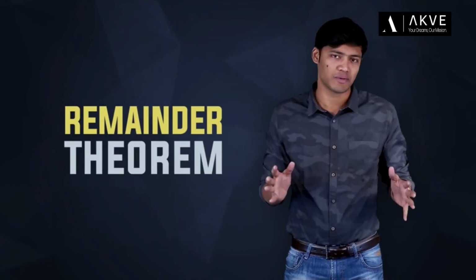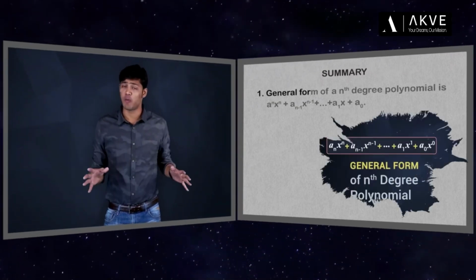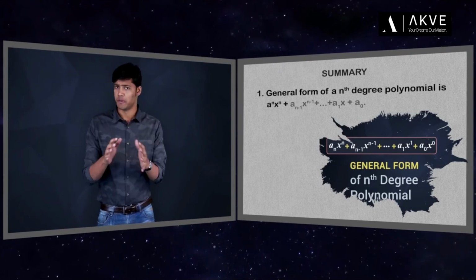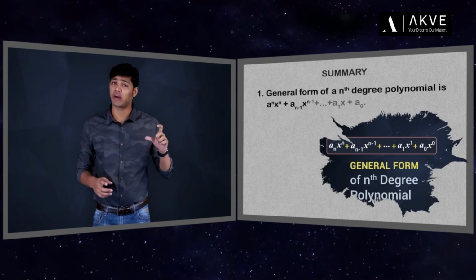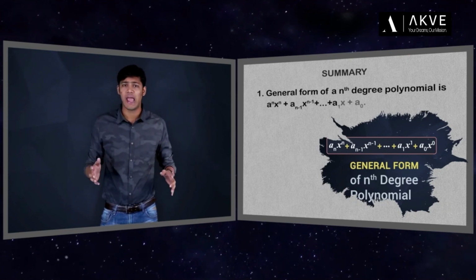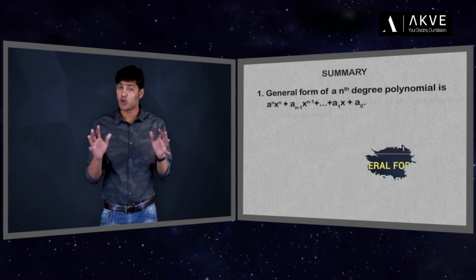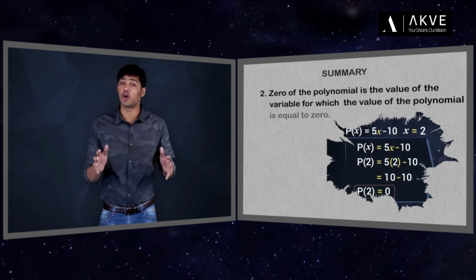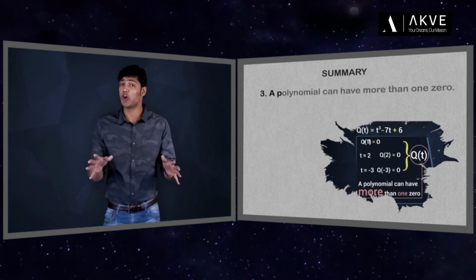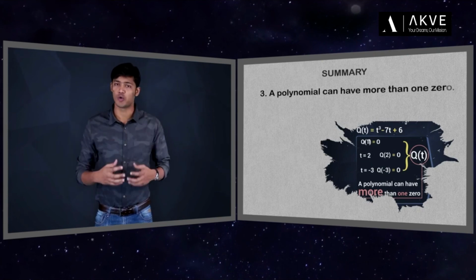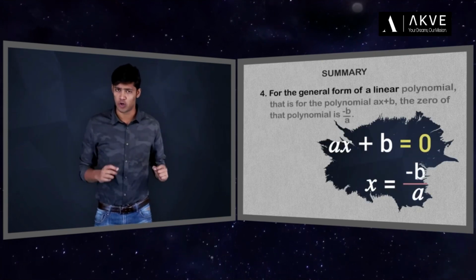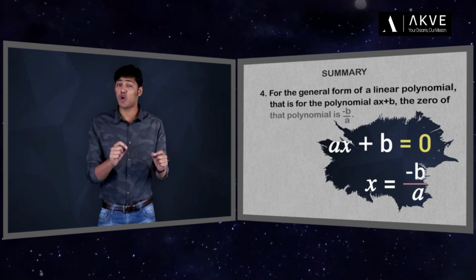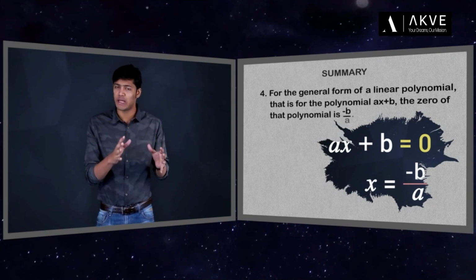As of now, let's summarize what we have learned so far. A general form of an nth degree polynomial is a_n multiplied by x to the power n plus a_(n-1) x to the power n minus 1 plus so on, a1x plus a0. Zero of the polynomial is the value of the variable for which the value of the polynomial is equal to 0. A polynomial can have more than one zero. For the general form of a linear polynomial, that is, for the polynomial ax plus b, the zero of that polynomial is minus b divided by a.